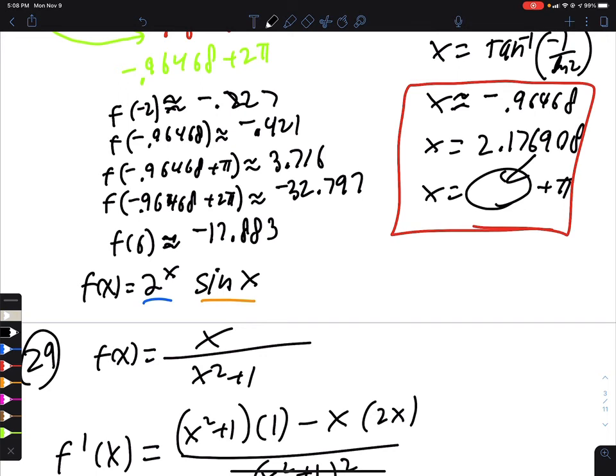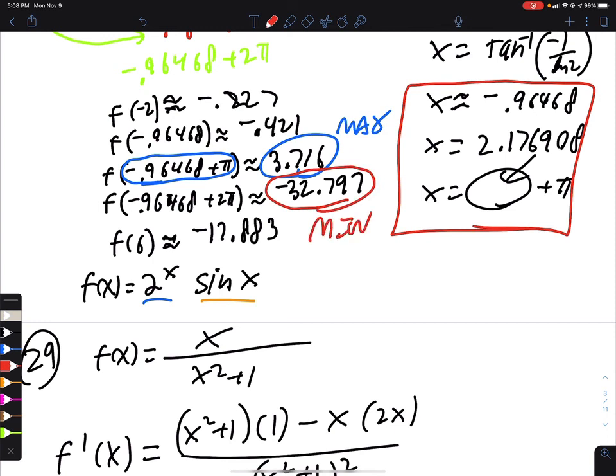So looking at these values, we are trying to find the absolute maximum and the absolute minimum. Well, the maximum is going to be the biggest one. Which one's the biggest? To me, is it that 3.716? This would be the maximum value. It occurs at this x value, and the minimum value is the smallest. Looks like negative 32.797 is the minimum value. It occurs at that x value. So that's the end of this problem.